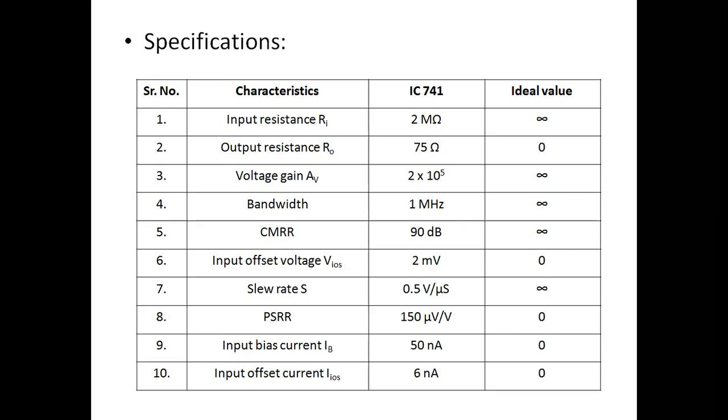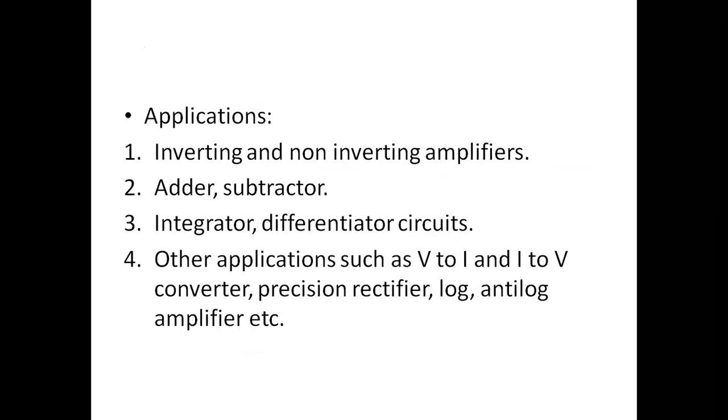It will have some value of input resistance. The output resistance will be equal to 75 ohm. The CMRR in dB will be 90 dB. The slew rate will be 0.5 volt per microsecond. And the PSRR will be 150 microvolt per volt.